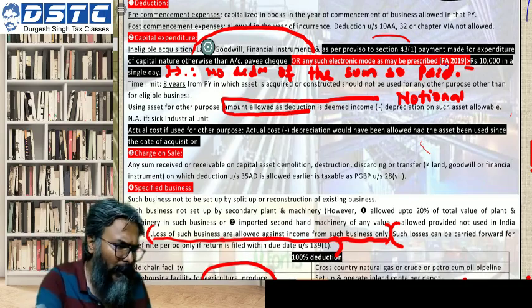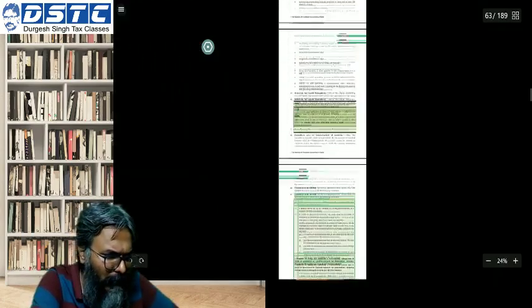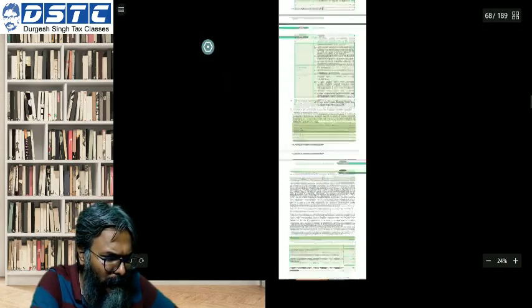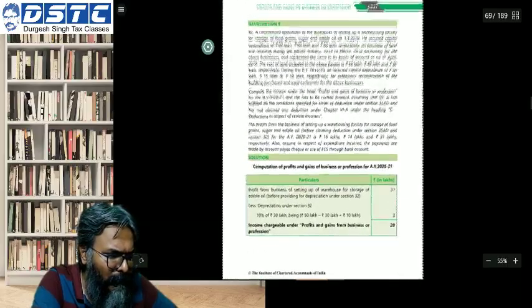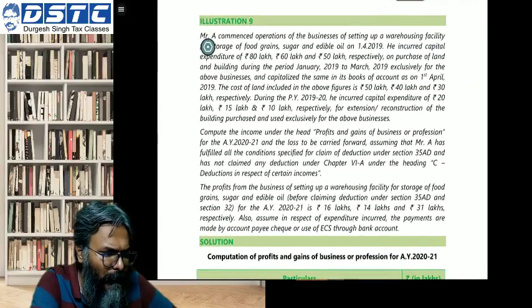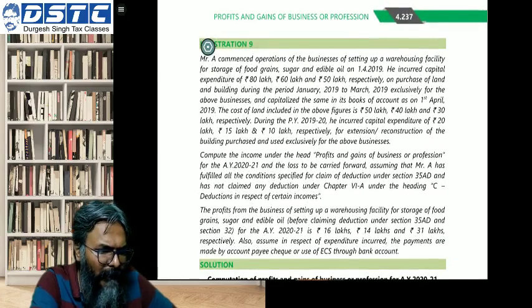And on that note, let's quickly run through some of the examination and module based questions which are there in 35 AD. Module question, students. Some of the very good questions are there. So we do page number 4.237. So here Mr. A commenced the operation of business of setting up of a warehousing facility for storage of food grain, sugar and edible oil on 1st of April 2019.